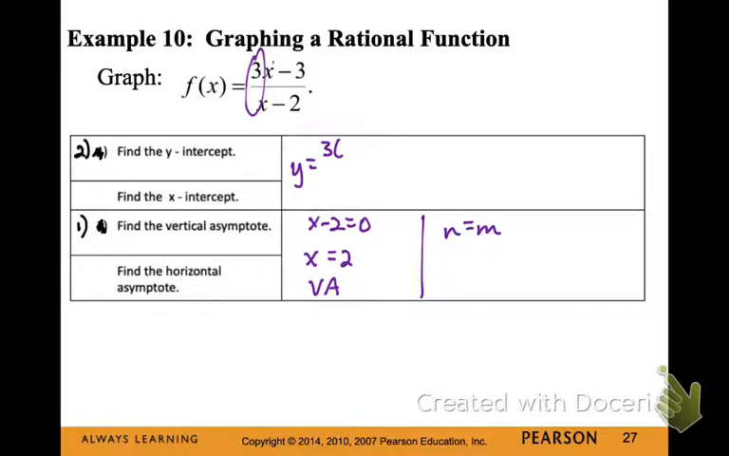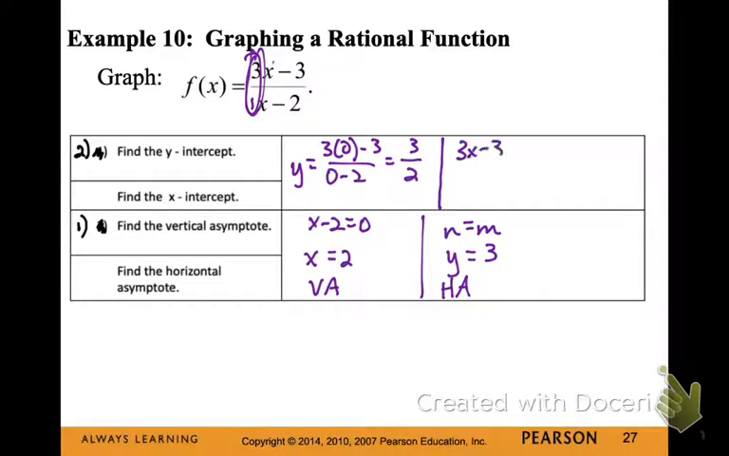The y-intercept, let's plug in 0 for x. And so our y-intercept is at 0, 3/2, and the x-intercept, let's set the numerator equal to 0 and solve. So we have the point 1, 0.